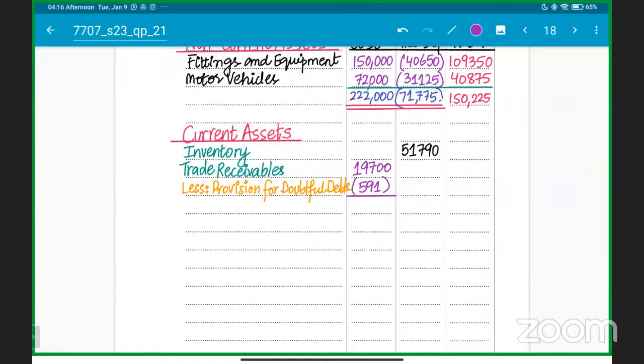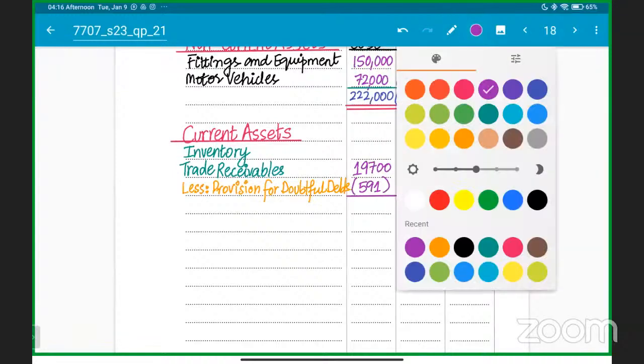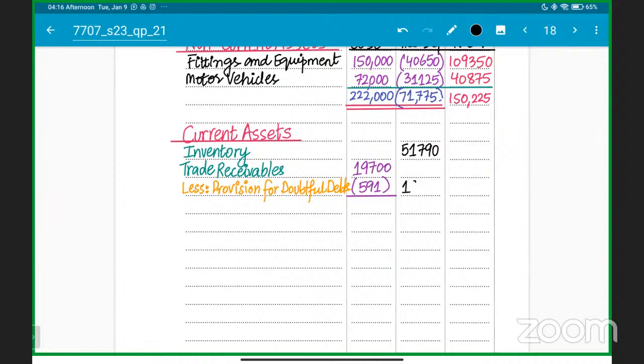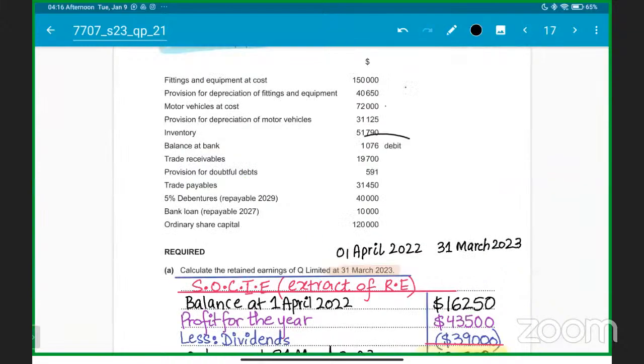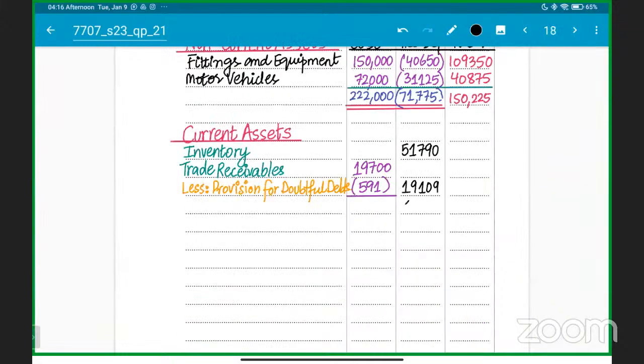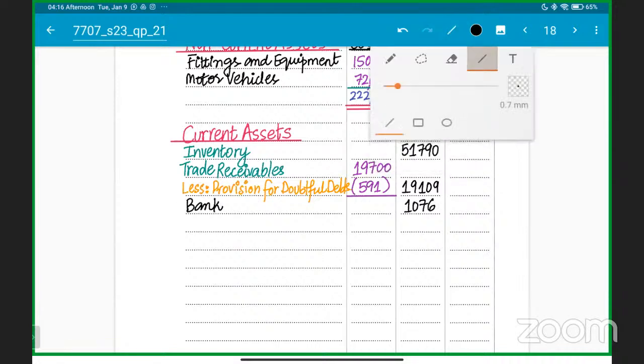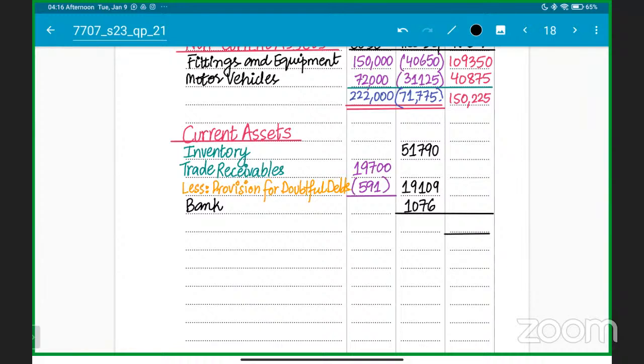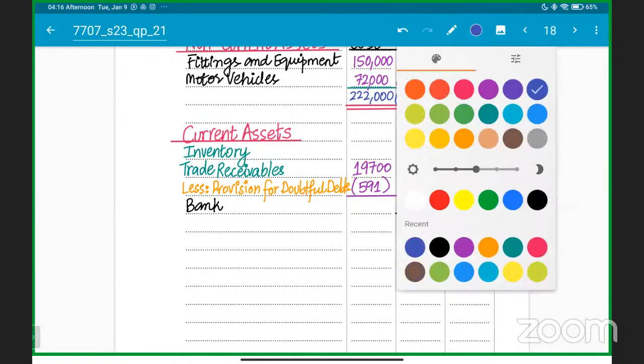Everyone with me got that? Any questions? Let me know. So it will be 19,109 as the trade receivables. And do we have bank? Yeah, bank is positive 1,076 debit. So bank will be added as well, 1,076, in the bank column. And here we go. This will finish all the current assets, students. Anyone in doubt? And we will get the total assets column as well.